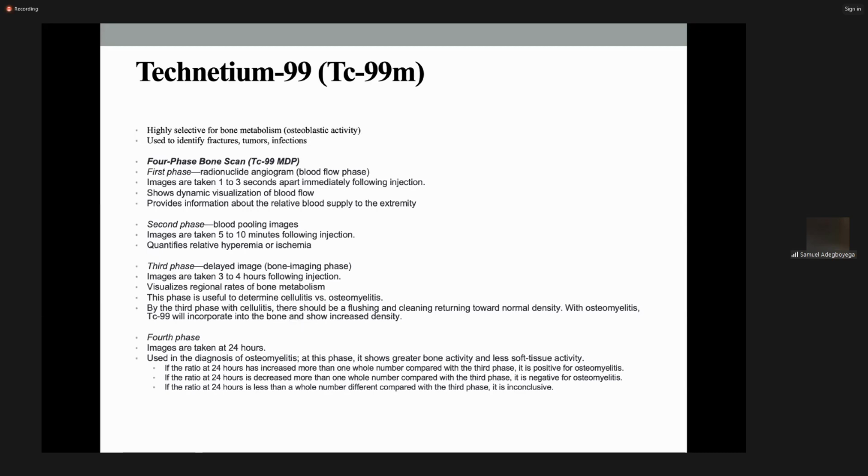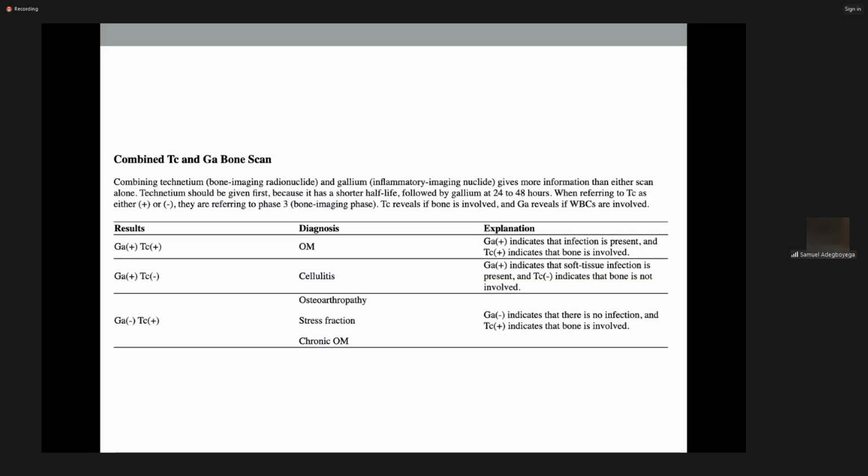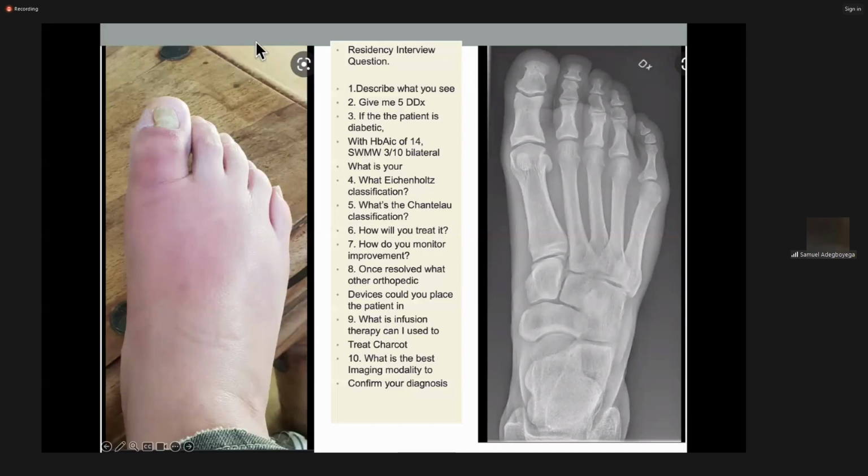Now, if you want to really find out, am I really dealing with osteomyelitis here? Is it just a really bad cellulitis? Then that's when you're going to go to a fourth phase, which is a 24-hour phase. And with that will automatically diagnose you for osteomyelitis. So the best phase to diagnose osteomyelitis is your fourth phase. And the best way to do it is if the ratio of the 24-hour is increased more than one whole number more than the third phase, that's positive for osteomyelitis. Again, this was discussed already in Medical Imaging 1. I just want to reinforce that. You could use this to diagnose your Charcot or your osteomyelitis. Okay. Almost done.